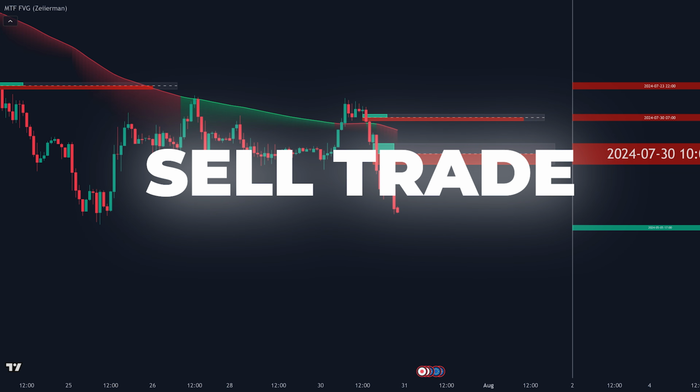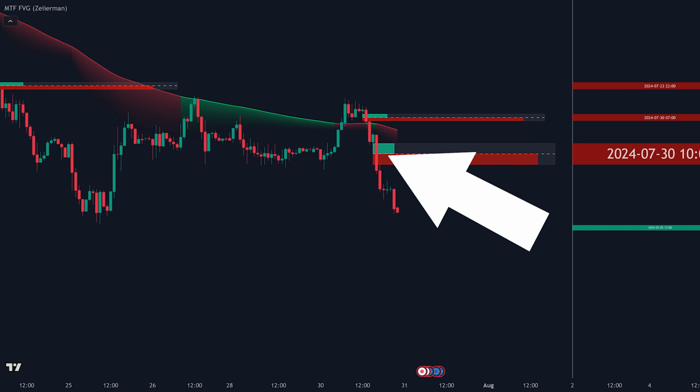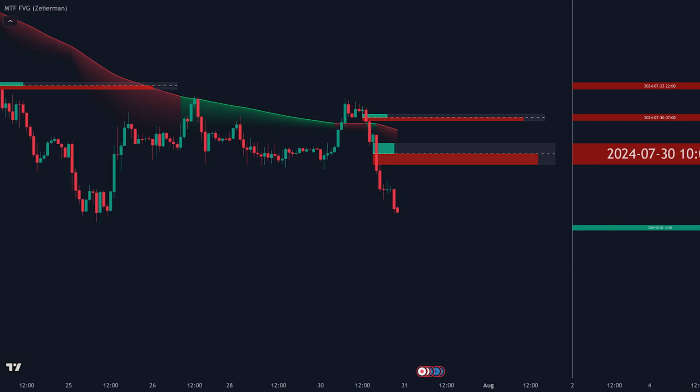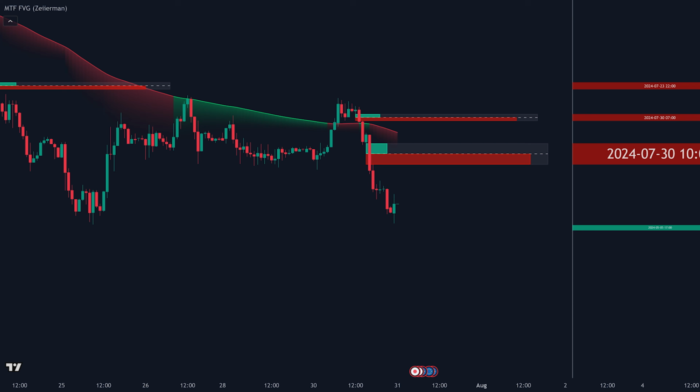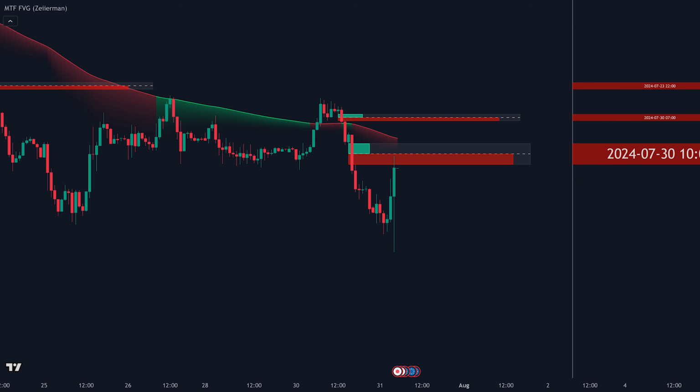Sell trade setup. Here, we have a bearish fair value gap formed after a strong move down. The gap hasn't been filled, so it's still valid. We wait for price to pull back into the gap, ideally around the 50% level. Inside the gap, the red bar is bigger, showing strong sell effort. The trend line is also red, confirming a downtrend.